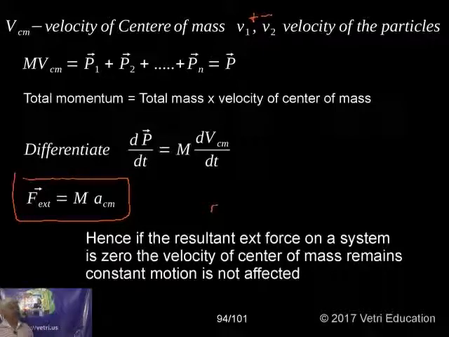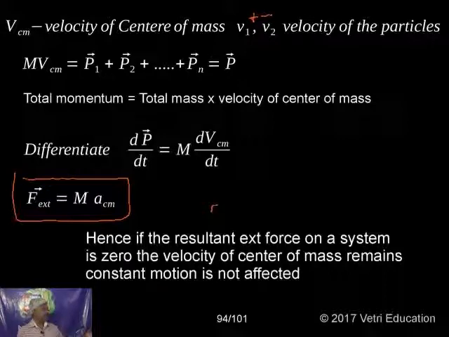So why am I taking this? If the body has different masses, the center of mass comes into the picture. With it we can also find the force. For that case, we take the mass of the whole body into the acceleration of the center of mass; that is the resultant value you have to put. That is the formula. Hence, if the resultant external force on a system is 0, the velocity of the center of mass remains constant, and motion is not affected.